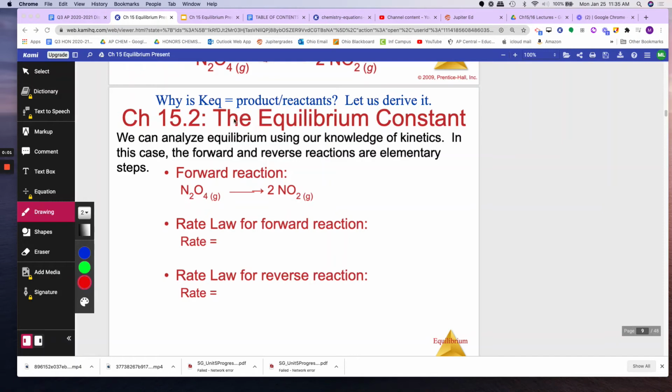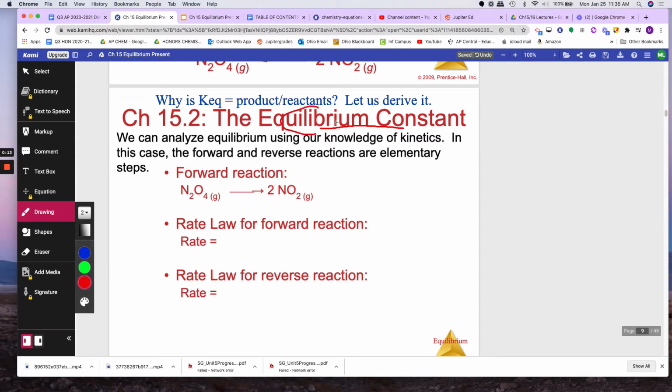In this lesson, we will be learning about the equilibrium constant. We will learn how to derive the equation and how to use it. So first, equilibrium. First, you know what the word equilibrium means, and constant means it's no longer changing.